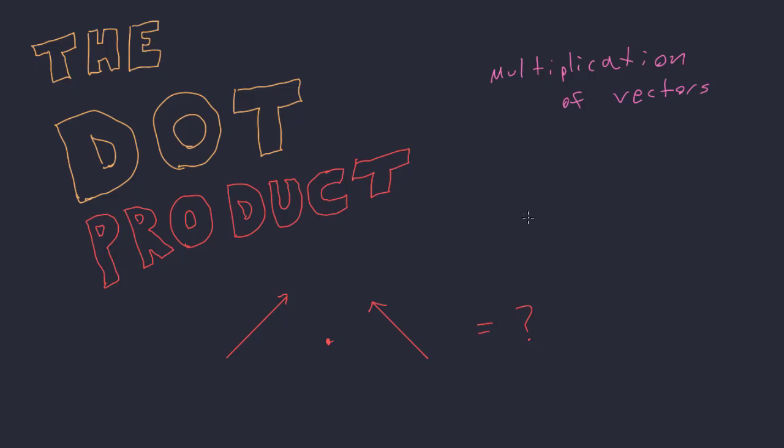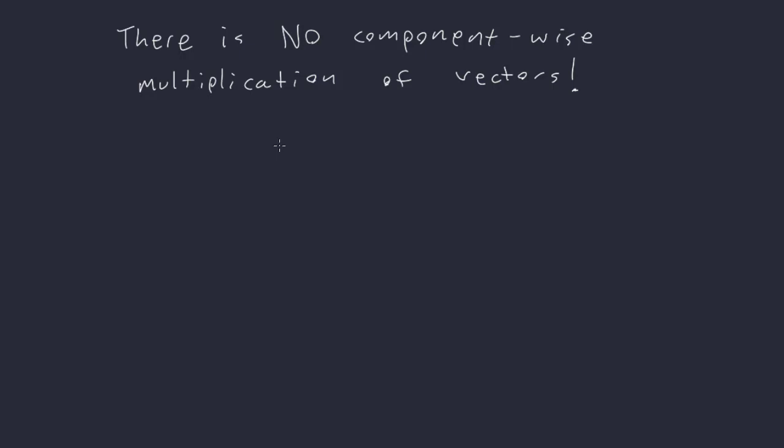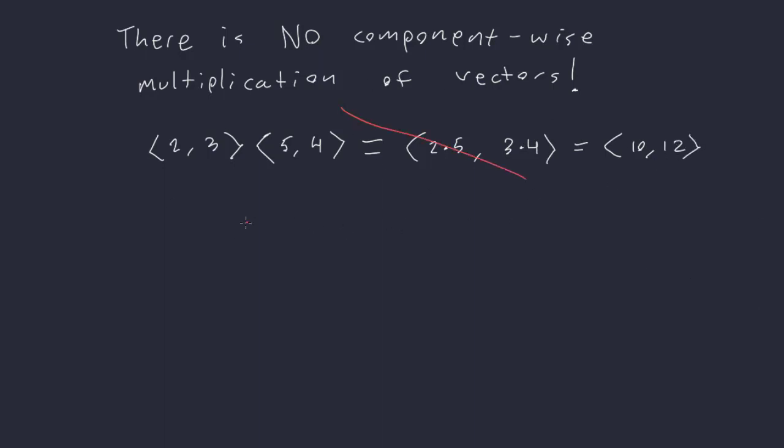Okay, so before we get started, I want to really drive home what multiplication of vectors is not. There is no component-wise multiplication of vectors. What I mean by that is if you have, say, the vector 2, 3, and you want to multiply it by the vector 5, 4 component-wise, say 2 times 5 and 3 times 4, which gives the vector 10, 12, this is meaningless.